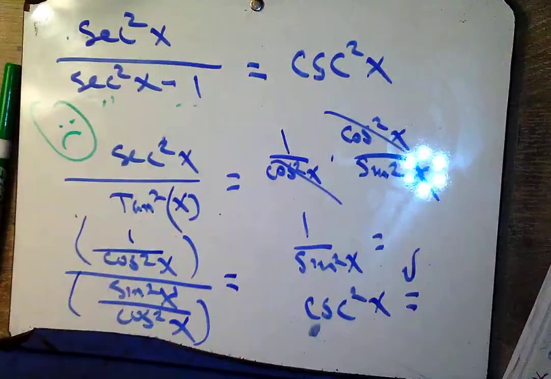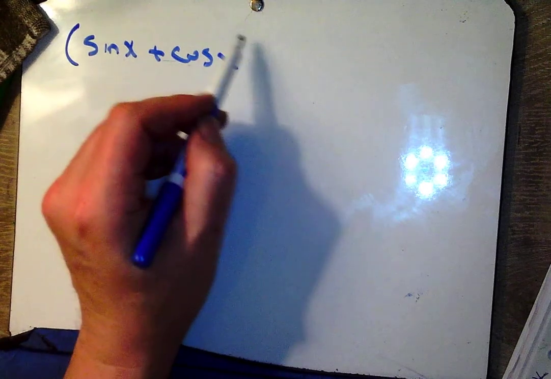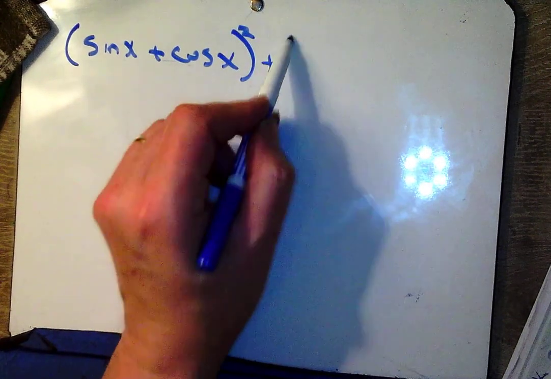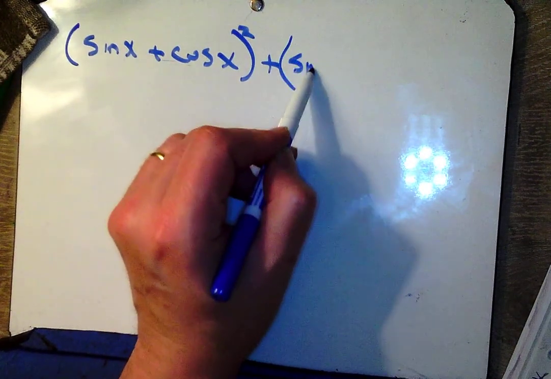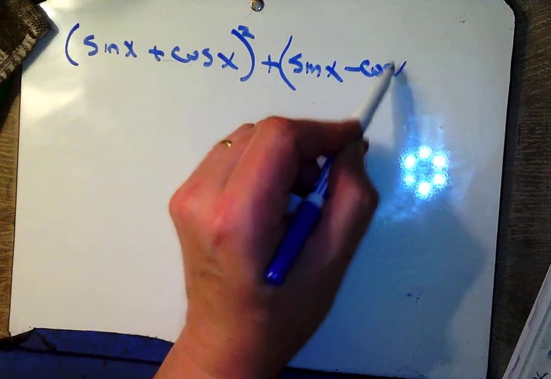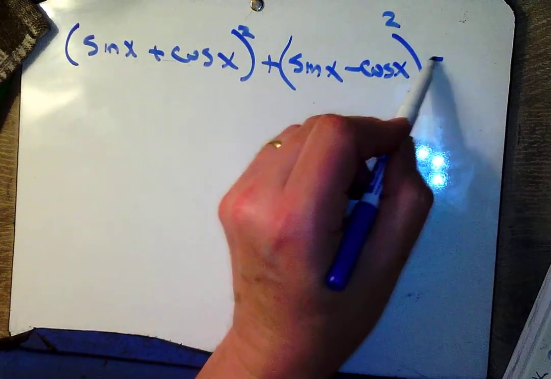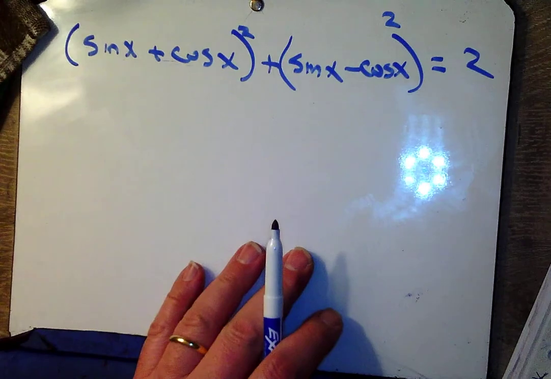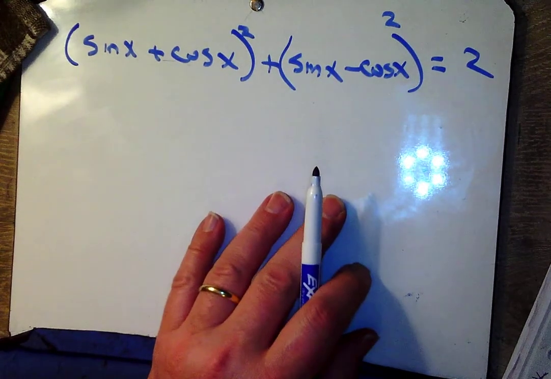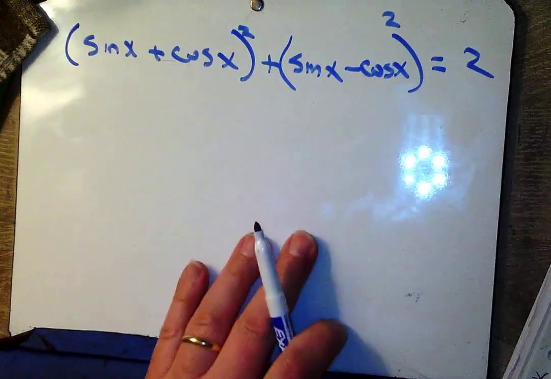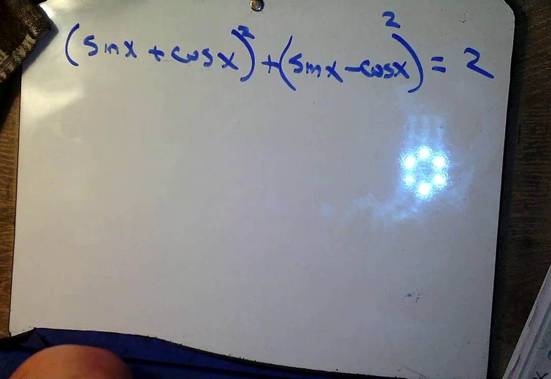So how about this one? What if we had sine x plus cosine x squared plus sine x minus cosine x squared, and that should equal 2. No, really. All that's going to simplify to 2. So give it a try. Can't wait to see what you come up with.